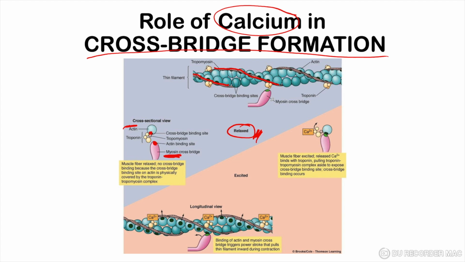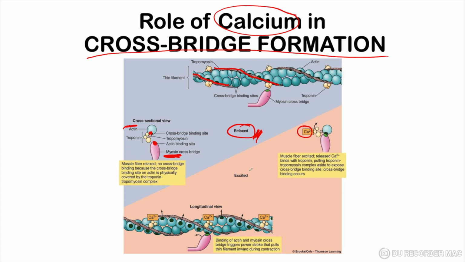But remember, calcium can bind to your troponin molecule. When there's an action potential and calcium is released in the muscle, calcium will bind to your troponin and create structural changes on the troponin. Therefore, it will change its shape, and it will allow your tropomyosin to slide away from its blocking position. Now, with the tropomyosin out of the way, your actin and myosin head can bind to each other and form the cross-bridge.